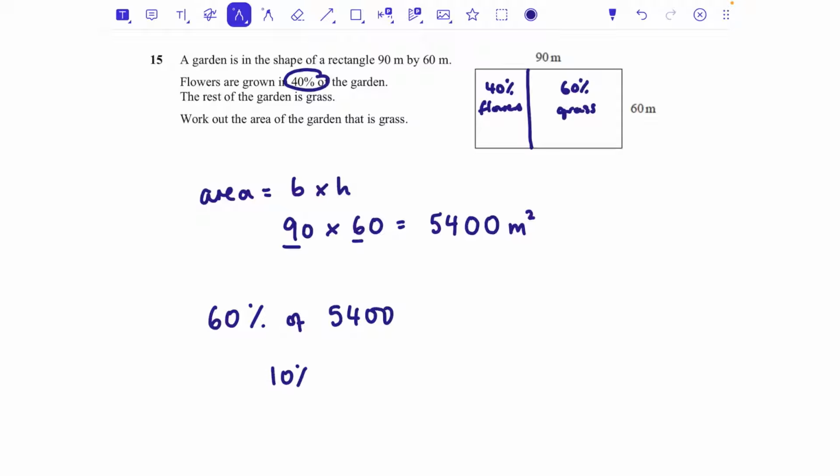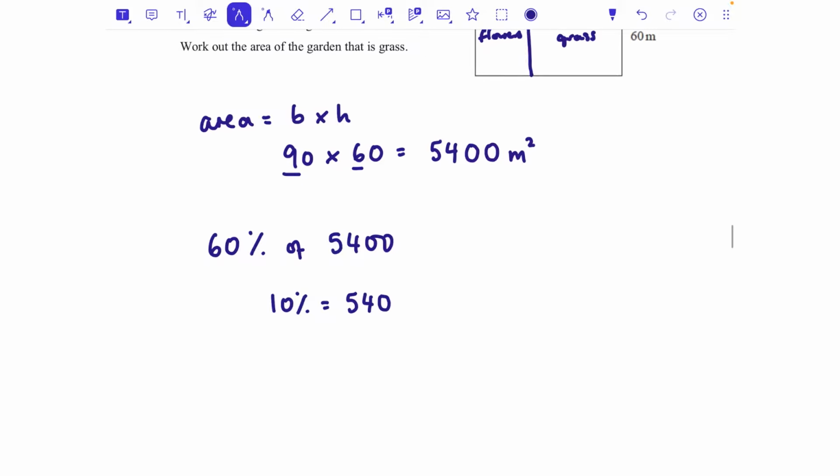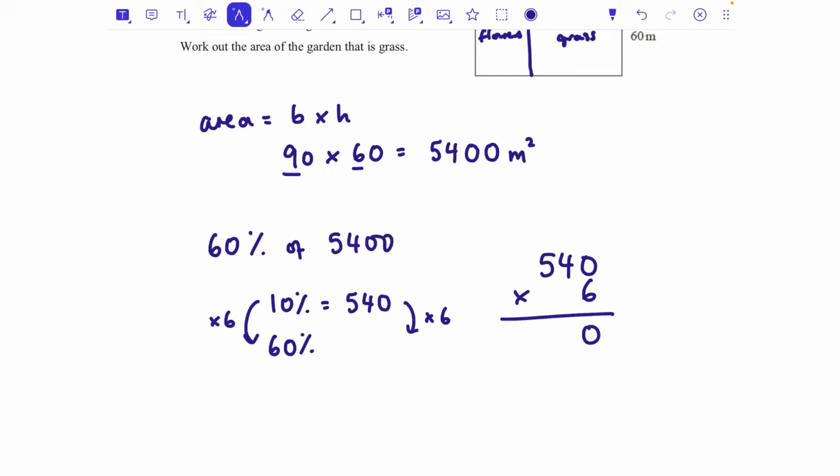So I need to do 60% of 5,400. So 10% we would get by dividing by 10. 10% is 540. If I would like 60%, all I then need to do is times that by 6. So 540 multiplied by 6. And again, we've got a calculator, so we could just use a calculator. But here, I'm going to do it without so that we're practicing for the non-calculator paper as well. So 6 times 0 is 0. 6 times 4 is 24, so 4 carry the 2. And 6 times 5 is 30, add the 2 is 32.